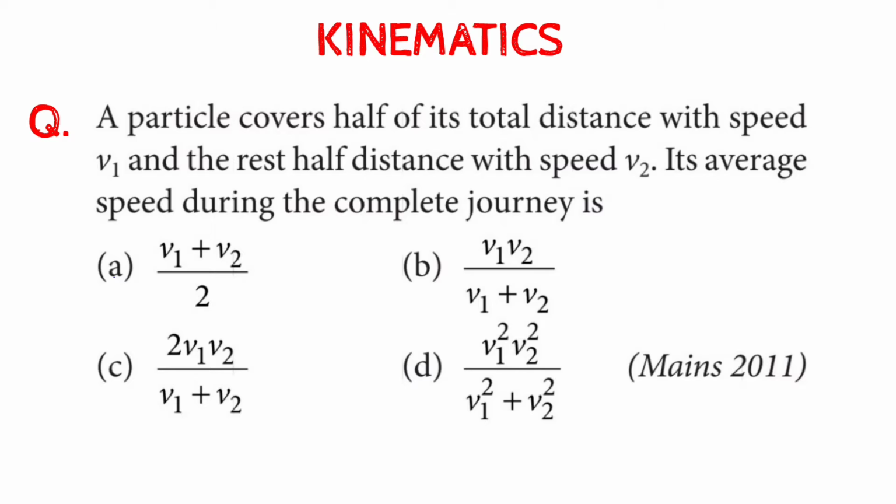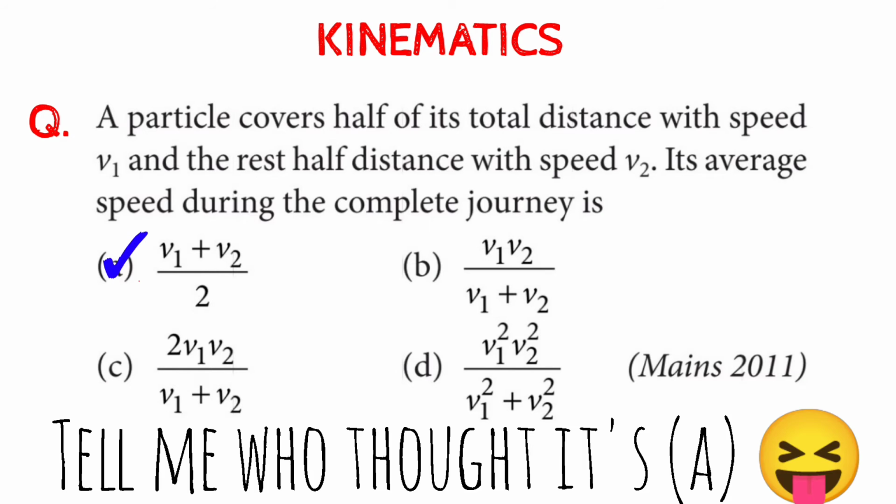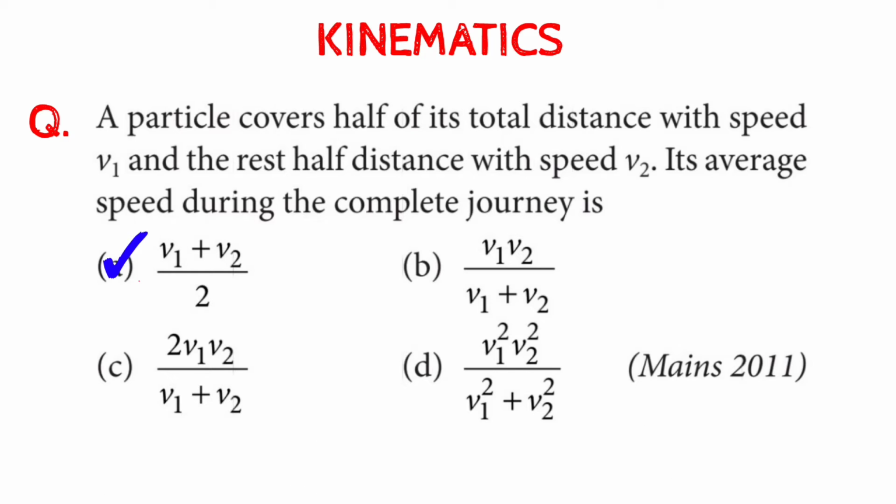At first glance, the answer might seem to be option A, that is (v1 + v2)/2. This is pretty obvious because the question demands the average speed, and we have been taught in school that the average for anything is the sum of the values divided by the number of values. However, not in this case, our answer is wrong. Let me explain why.